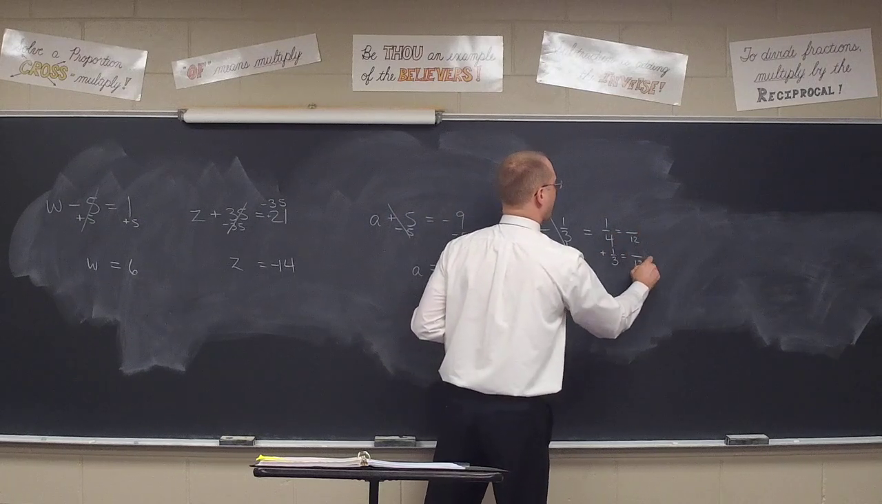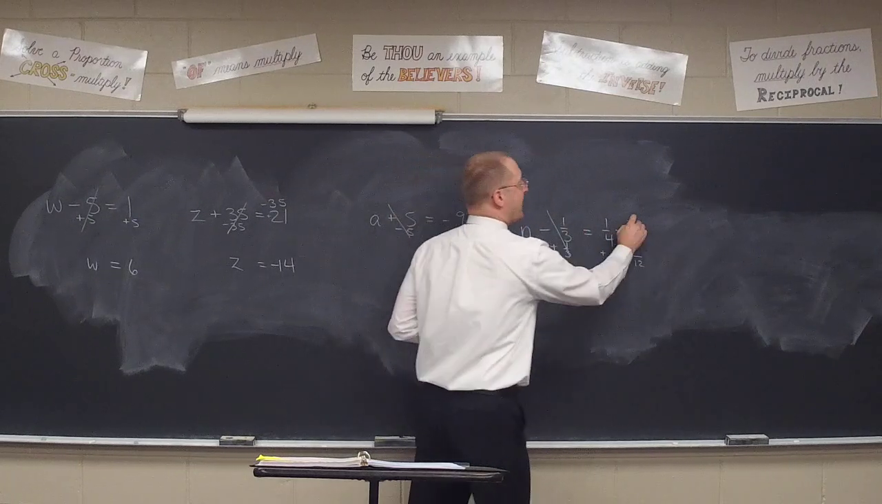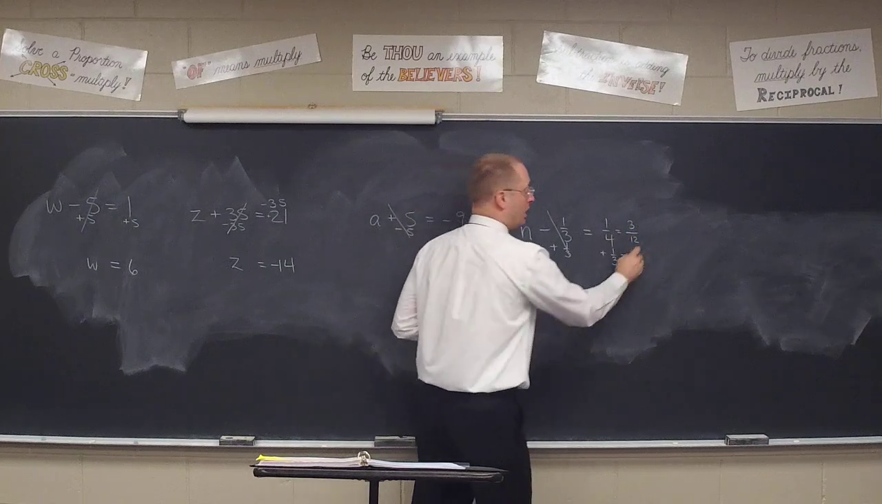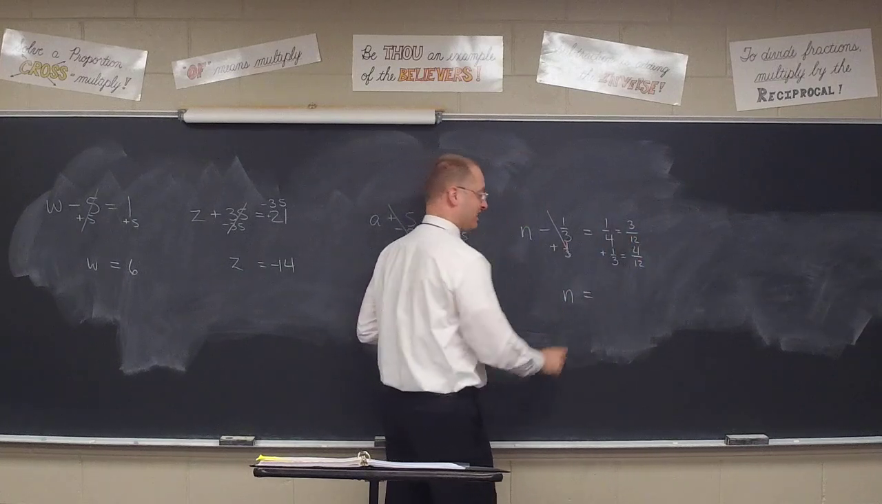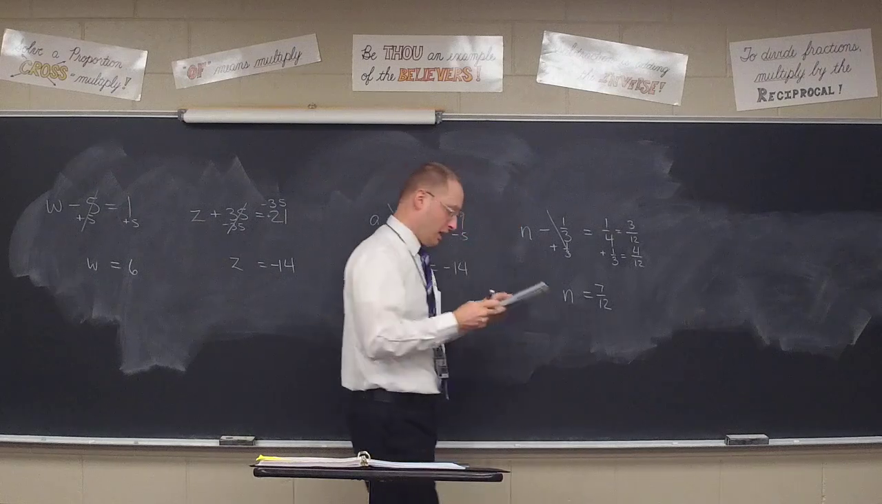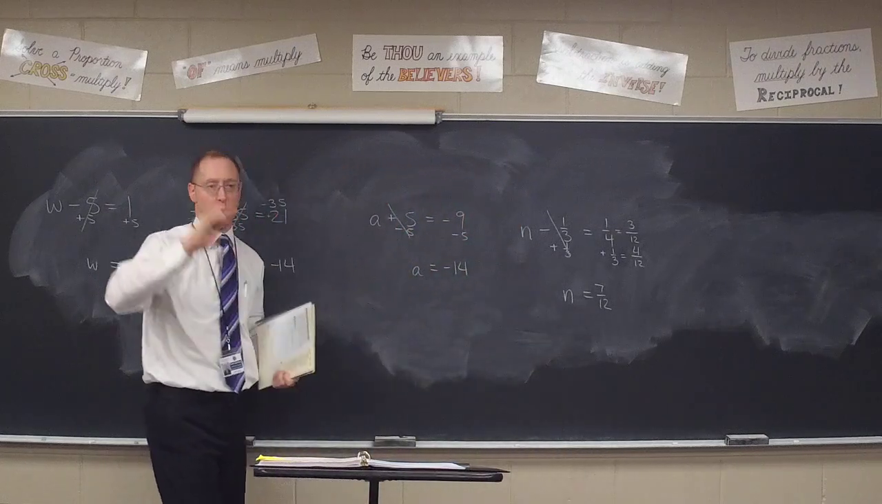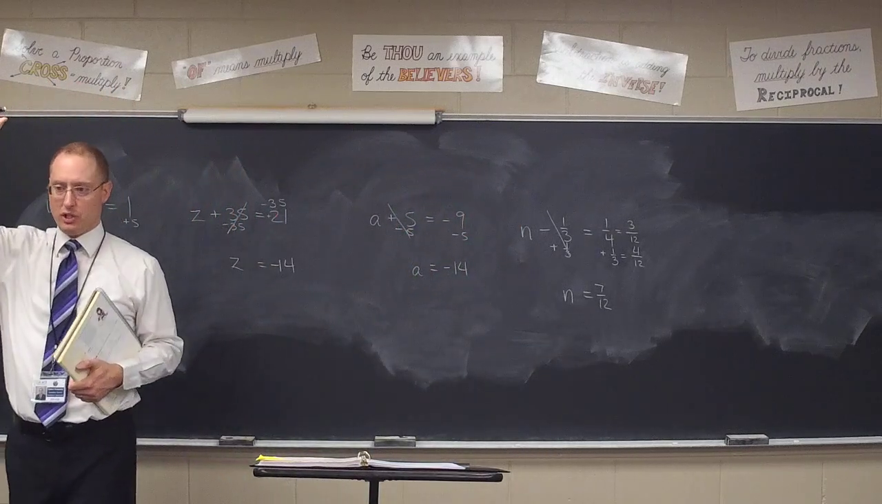How many 12ths, class, is a 4th? 3. And how many 12ths is a 3rd? 4. So when we add, Griffin, we get 7/12. 7/12ths. Any questions on the first 4? 2, 4, 6, 8. Any questions on 2, 4, 6, 8?